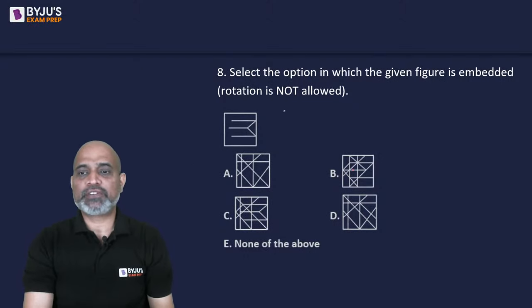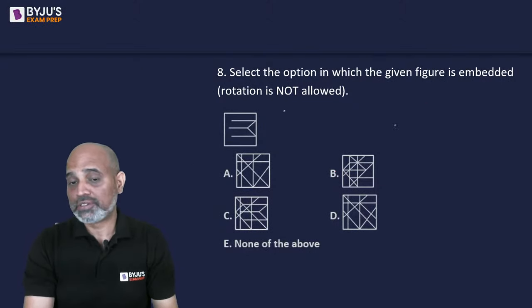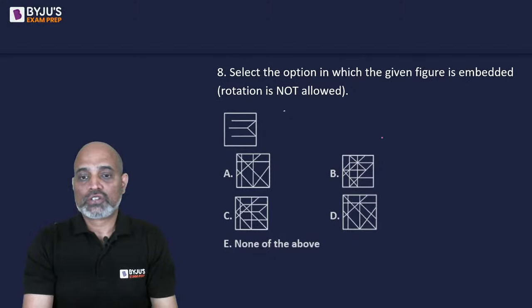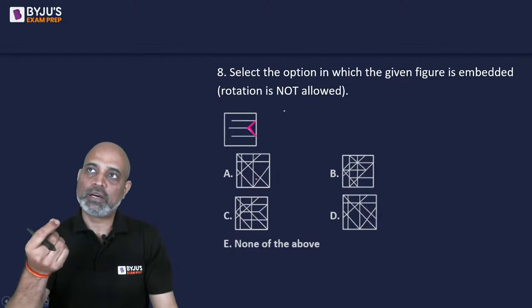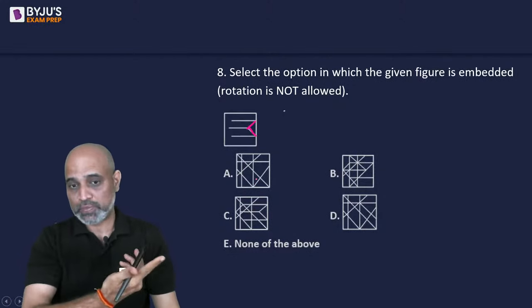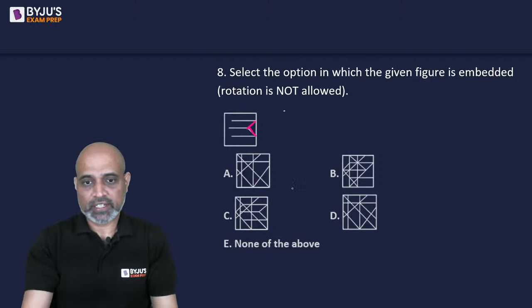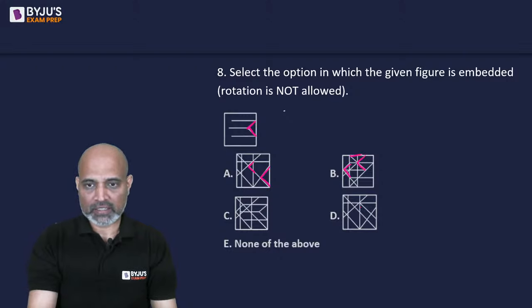Select the option in which the given figure is embedded. Again, rotation is not allowed. So you are supposed to see first of all this particular shape, a triangle or a tip of an arrow which is pointing towards the left, right? We see it here, but this is not it. We see it here, this is also not it, right? We do see it here, but then this will not make sense. We do see it here. This kind of makes sense.